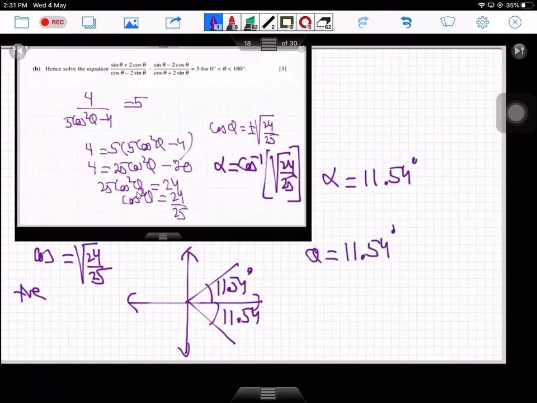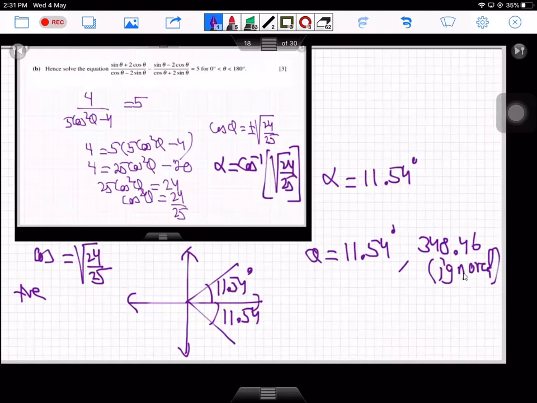The other value will be ignored because it is outside the interval. So 360 minus 11.54, which is 348.46, this will be ignored. You will just mention that this is 348.46 and this is ignored. Even if you don't mention this 348.46, it's not a big issue because obviously it is outside the interval. So I've just mentioned this value and I've mentioned that this is ignored.